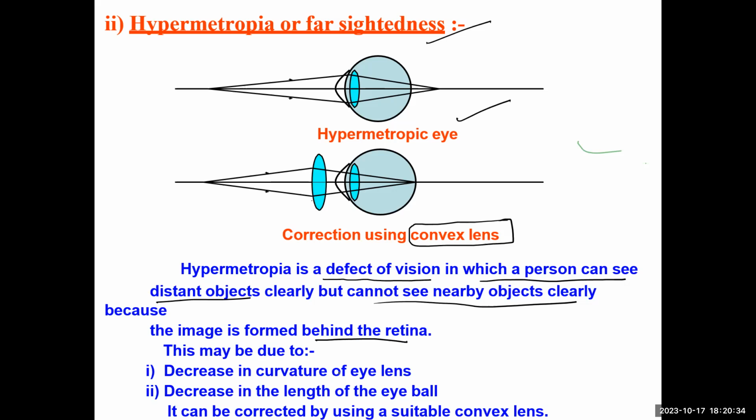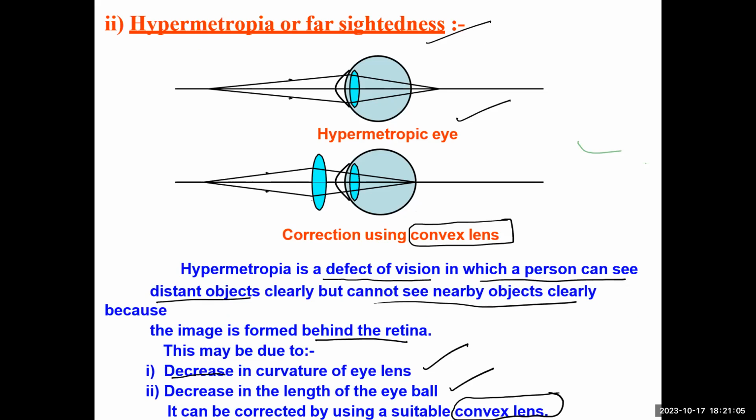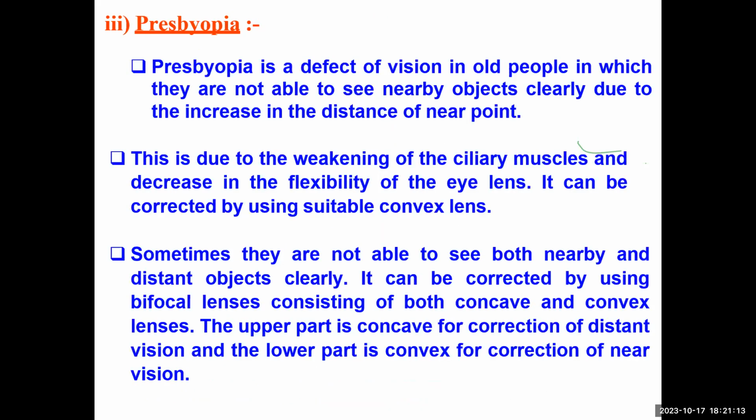Hypermetropia can be because of what? It can be because of the decrease in curvature of the lens, and also because of the decrease in the length of the eyeball. The correction can be done with the help of a convex lens. So the first one, myopia, happens because of increase in curvature of the lens and increase in length of the eyeball. Whereas hypermetropia happens because of decrease in curvature of the eye lens and decrease in length of the eyeball.